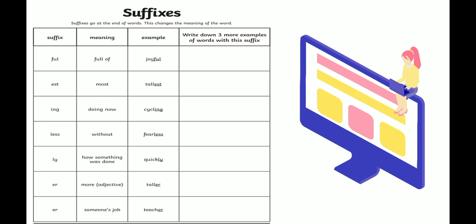We all know that suffixes go at the end of the words. Here a few examples are also given. We have read about full, which means full of, and one example is given, joyful. Now you have to think of three more examples of words with this suffix. You have to think about some words where you can add full and form a new word. Let's think about this.